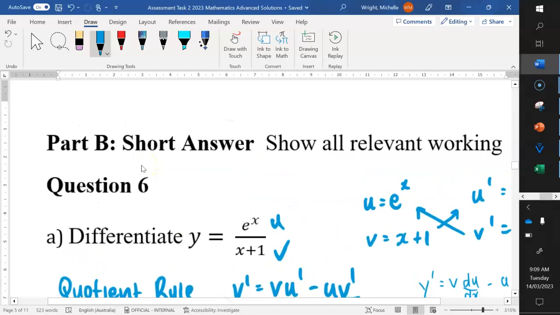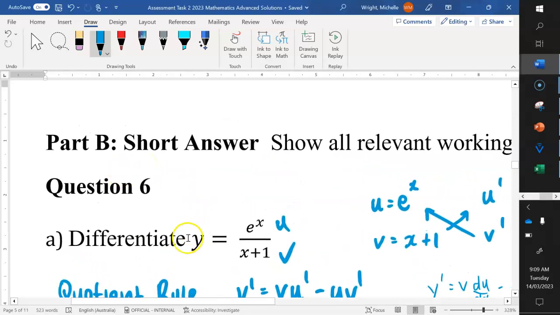So the first question that we look at here, part A, is wanting us to differentiate y is equal to e to the x over x plus 1. What you'll notice is x is happening in two different places. So there's two different functions, one on the top, one on the bottom. I'm going to let u be equal to my top line, v be equal to my bottom line, and I'm going to use the quotient rule.